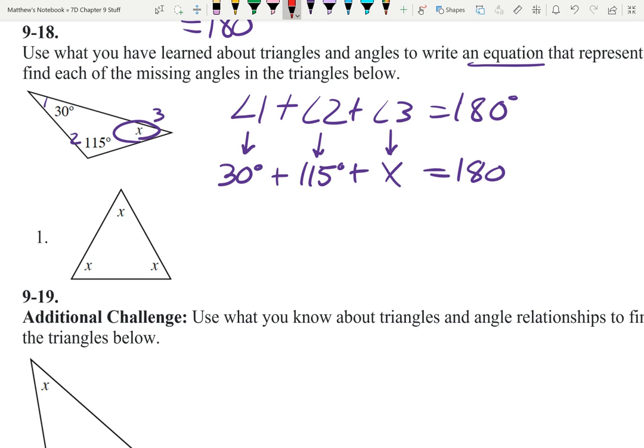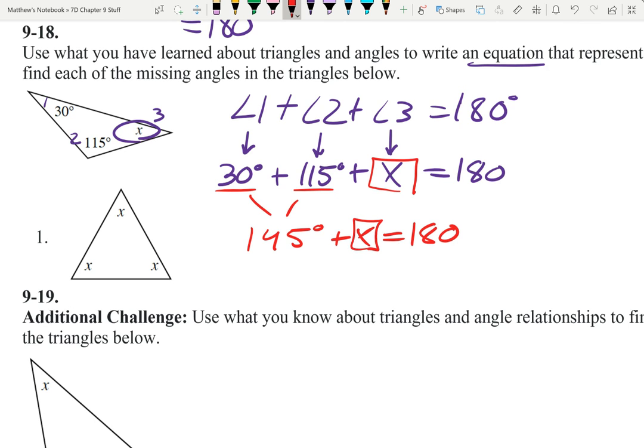How can we get x by itself? Right now it's paired with 115 and 30. Well, if we combine these two, we've got 145 plus x equals 180. How do we get that x by itself? Think about what you do here algebraically to get it by itself, and then what will x equal after your next step? And then we move on to the next problem.